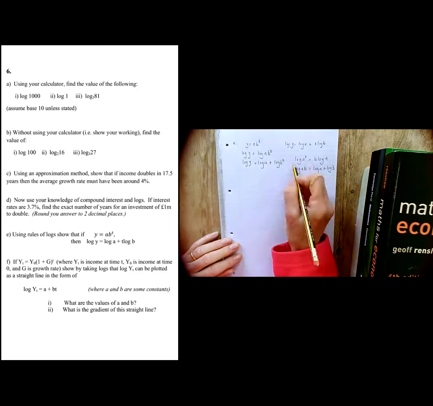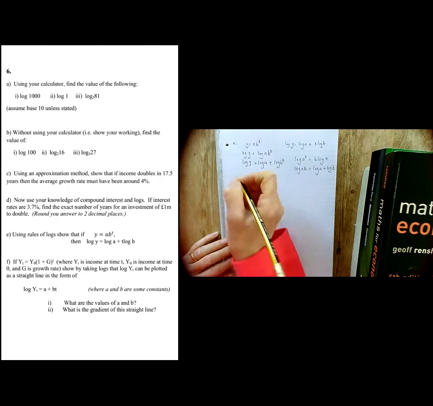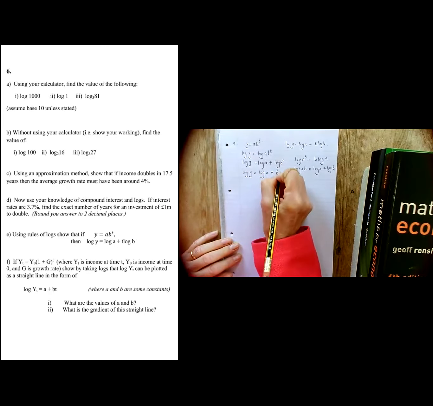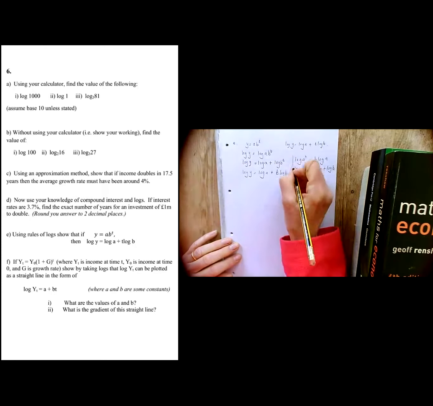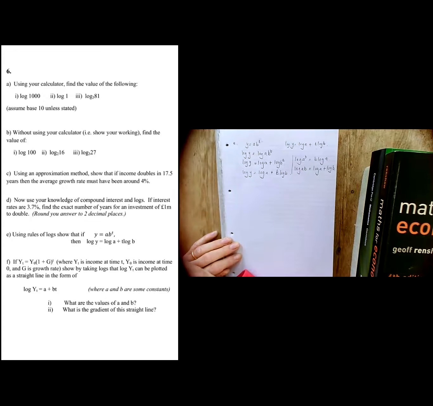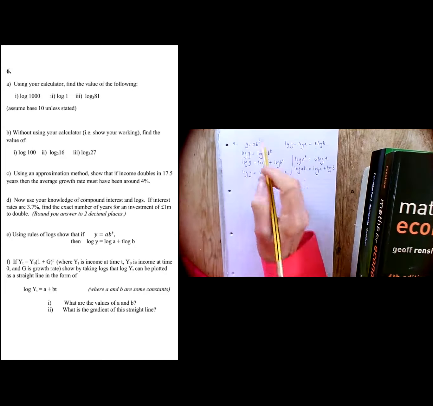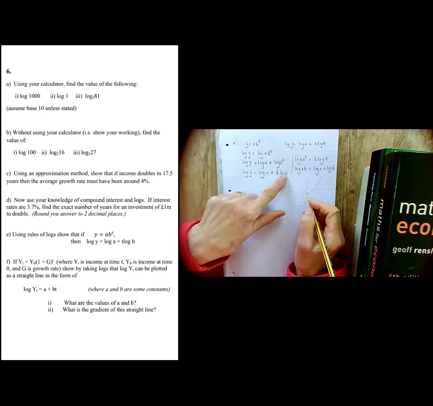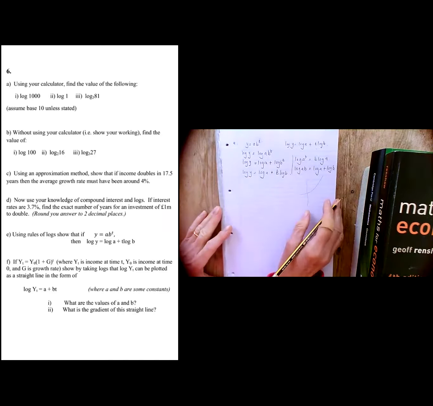Now I can use this rule on this. I can bring that T out, which is what I want to do. Log A plus, here it is, T log B, which is what I was supposed to show. So that's a very typical maneuver. That's how we take an exponential curve, which looks like that, and we turn it into a straight line equivalent.